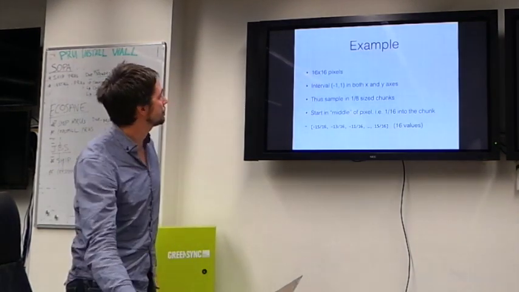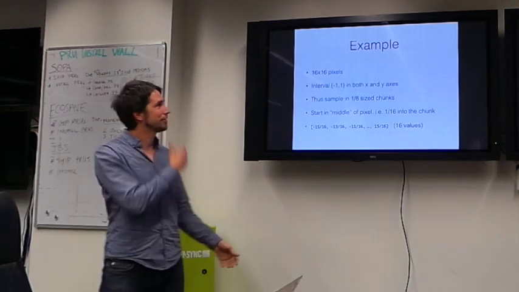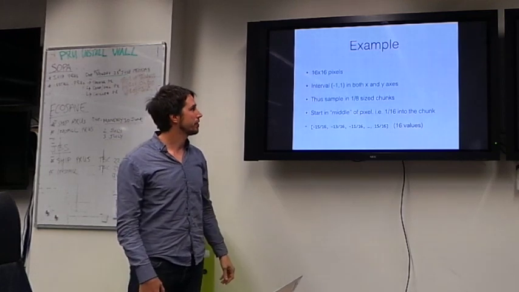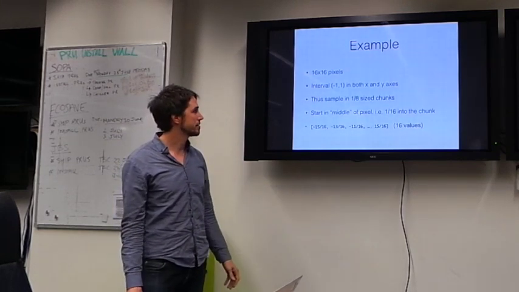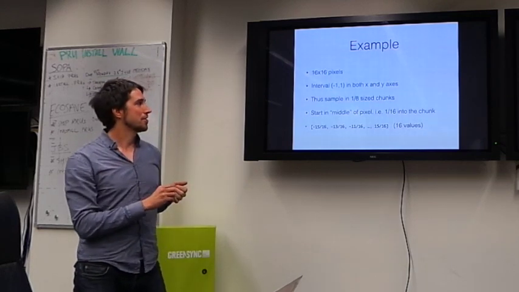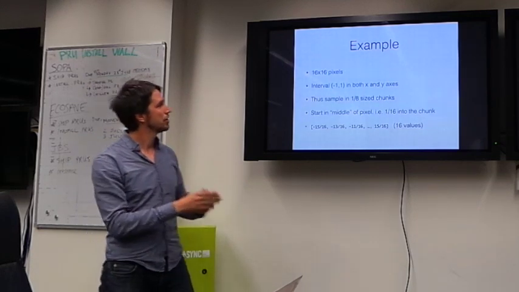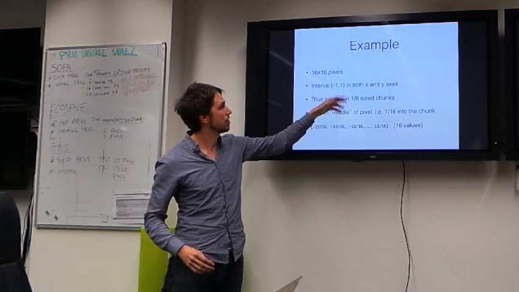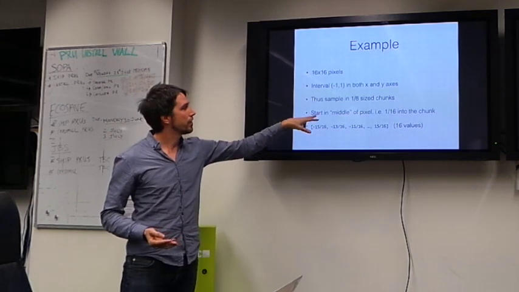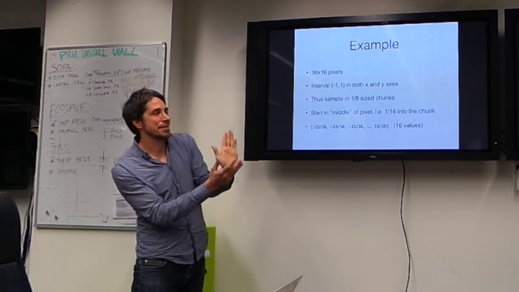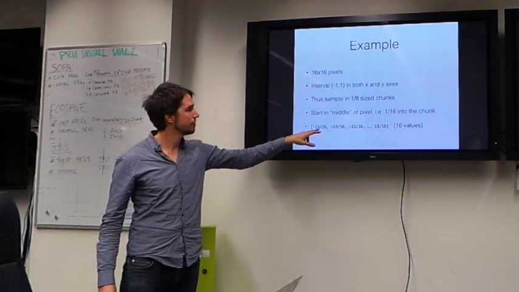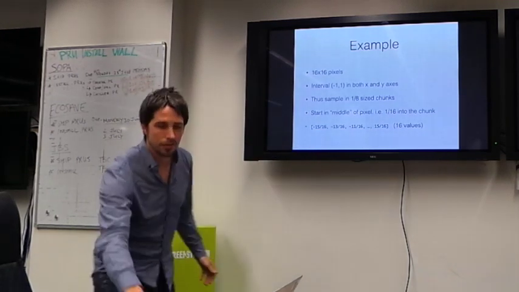So I thought I'd show you an example. This is a very small rendering. The interval in this one is -1 to 1 on both x and y axes. Thus, I'm sampling in 1/8 size chunks: 8 from -1 to 0 and 8 from 0 to 1. I'll sample in the middle of the pixel, i.e. 1/16 into the chunk. And the 16 values that I'm going to sample out are these ones.